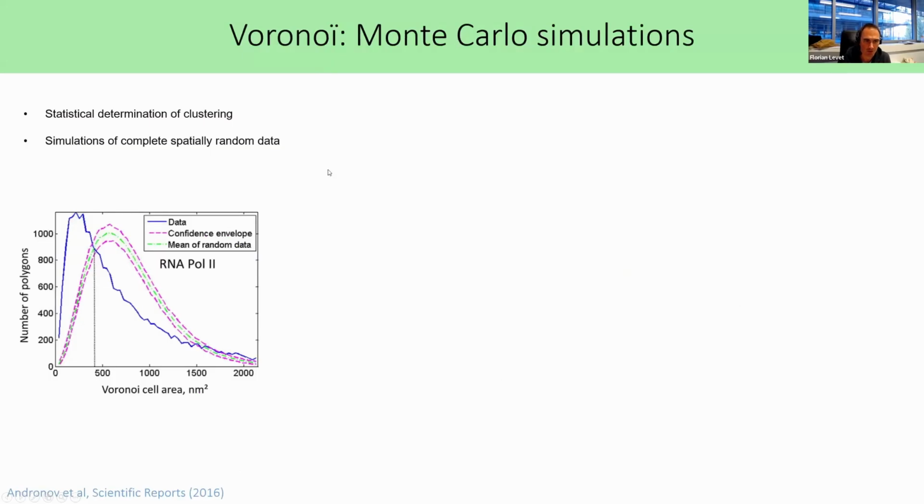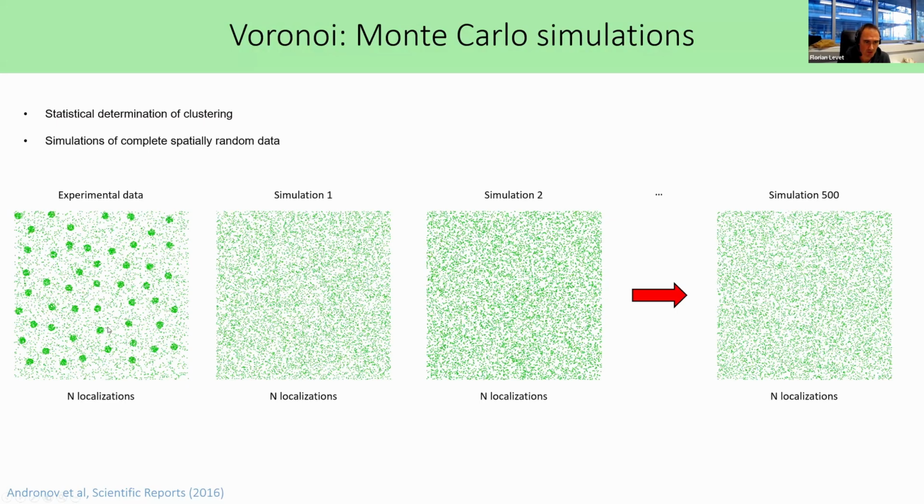So this is well for segmentation, but at the same time, there were people in Strasbourg that were using Voronoi in order to go back to clustering, so to go back to statistical determination of the clustering. And to do that, they use Monte Carlo simulation and really simulation of a complete spatially random distribution of the data. So if you have your experimental data, here is simulation, but that would be the same with an experimental data. So you have n localization and you know the area of your data.